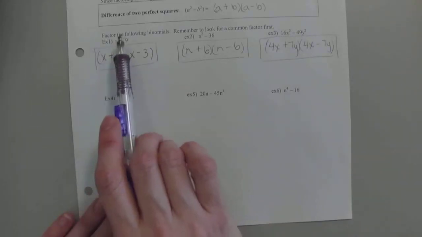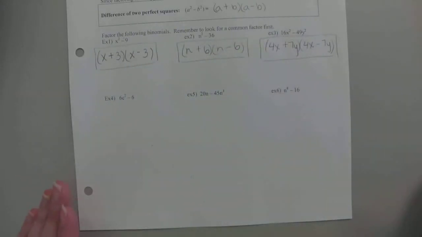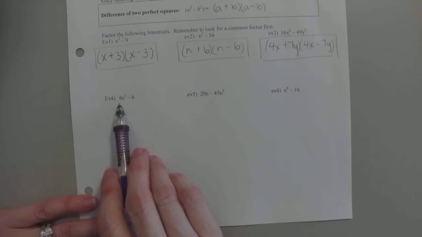And then I'm so bad, guys. I am worse than my students. I don't read instructions for the life of me. But if you go up here, it says factor the following binomials. Remember to look for a common factor first, right? Did anybody else read that? No. No, you're jumping right in with me, right? I'm guilty.